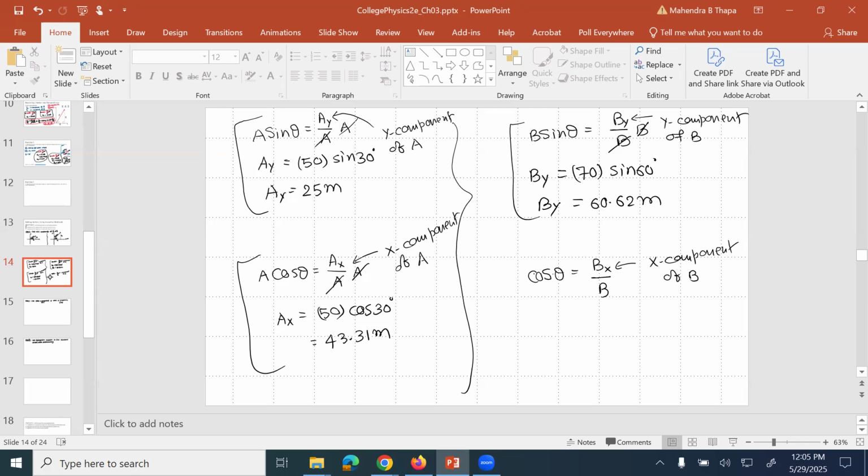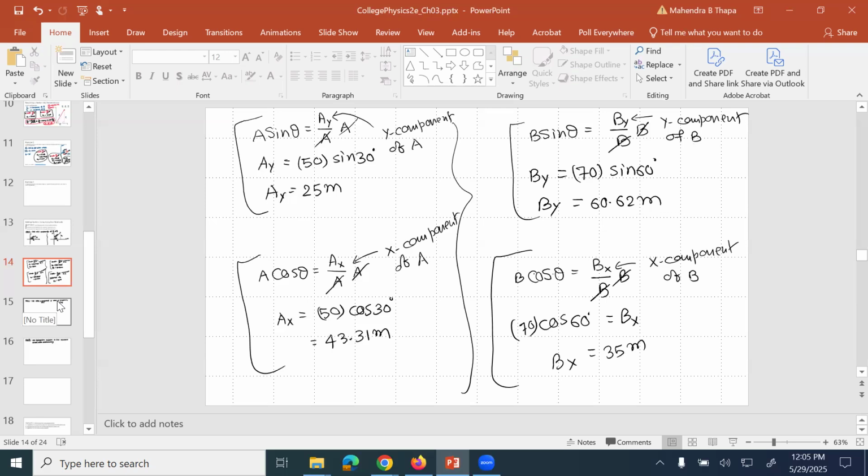For the x component, cosine theta equals BX over B. The angle is 60. As before, I multiply both sides by B, so the B cancels out. B in this case is 70, so 70 times cosine 60 equals BX. So BX equals 35 meters. So I found the x and y components of each vector.